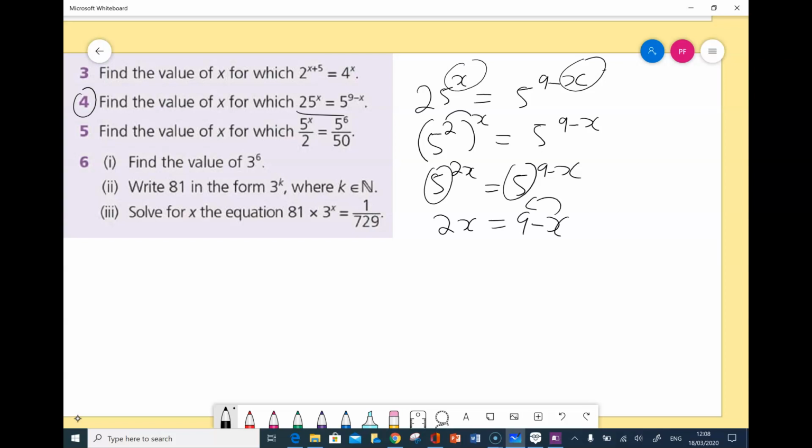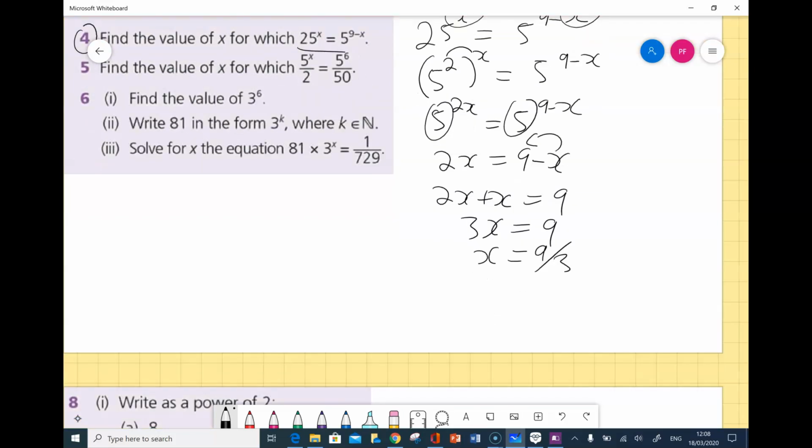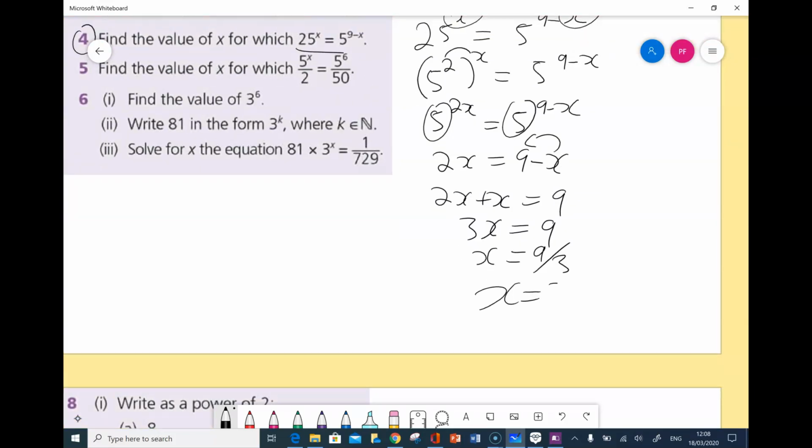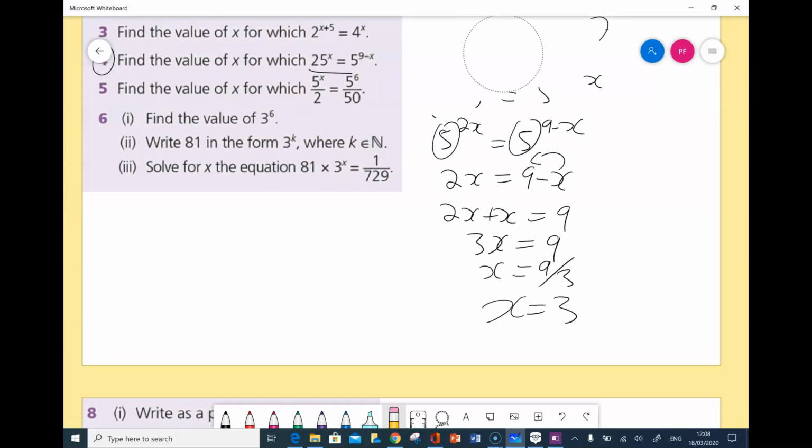Bring our x over to the left, 2x plus x equals 9. So 3x equals 9. 3 is multiplying on the x, so when it comes over it does the opposite, it divides. So x is equal to 3. Nearly there, kids.